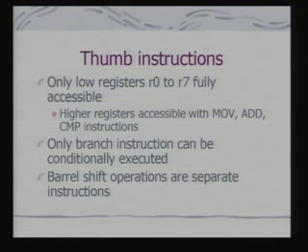So, typically Thumb instructions are a subset. So, there are some restrictions. Only low registers R0 to R7 are fully accessible in all operations. Higher registers are accessible with only move, add and compare instructions. Only the branch instruction can be conditionally executed, that is, I do not use a condition code with each and every instruction, and barrel shift operations are separate instructions. We do not provide it as part of the instruction. Again, the same issue is that of coding the instruction within a 16-bit word.